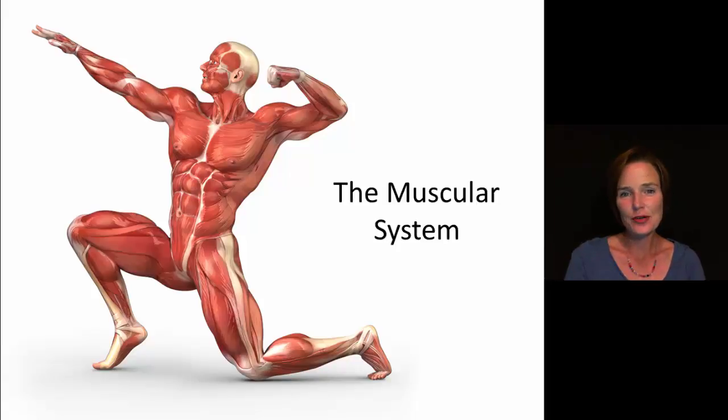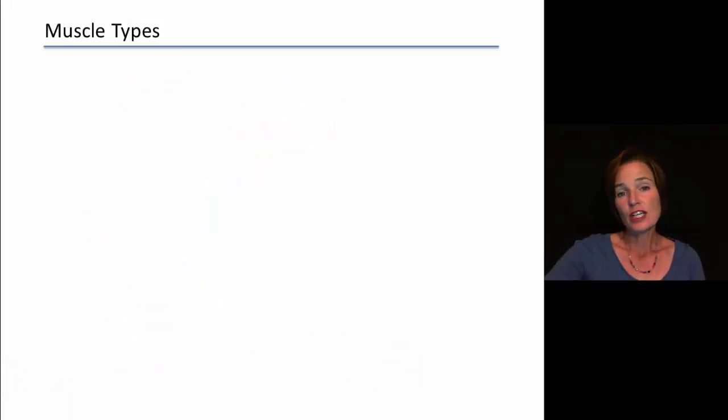In this lesson, our focus is going to be on the muscular system. This system is a system of muscles, and its primary responsibility is going to be movement, both voluntary and involuntary movement. Now, as we start to talk about muscle types, we have three different muscle types that we do recognize.